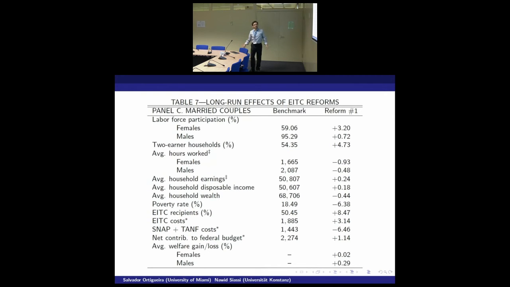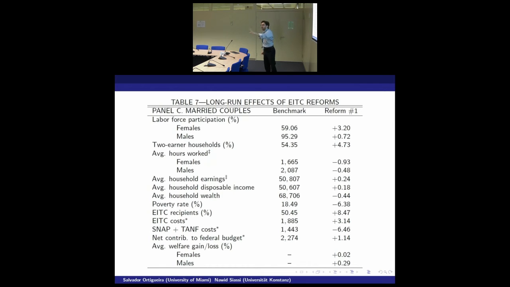Now, for married couples, this is a good deal. Both females and males are better off, especially males. Females are also better off, but males benefit most. Obviously, because the female goes to work more, she suffers a utility loss from the disutility of lost leisure. Look at the labor force participation of females: it goes up 3.2%.